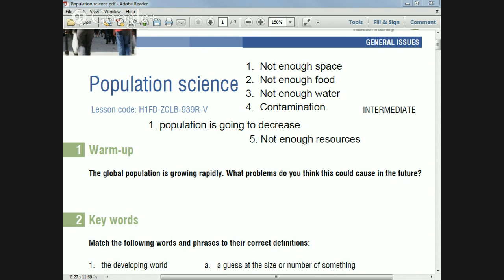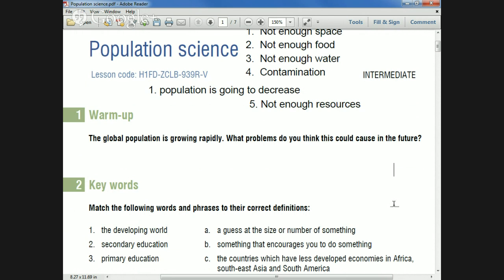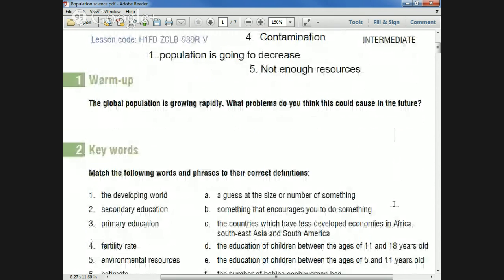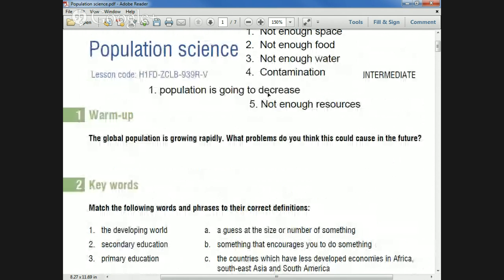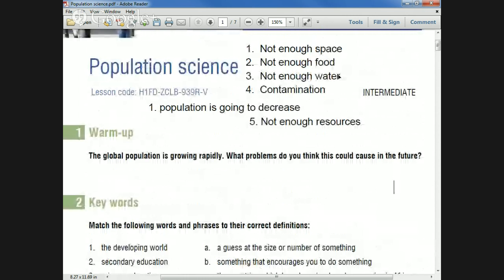So hi Rodrigo, how are you? Hi, teacher. How are you? I'm fine. Okay, what do you think about the global population growing rapidly? What problems do you think this could cause in the future? Maybe contamination. Okay, so maybe contamination.